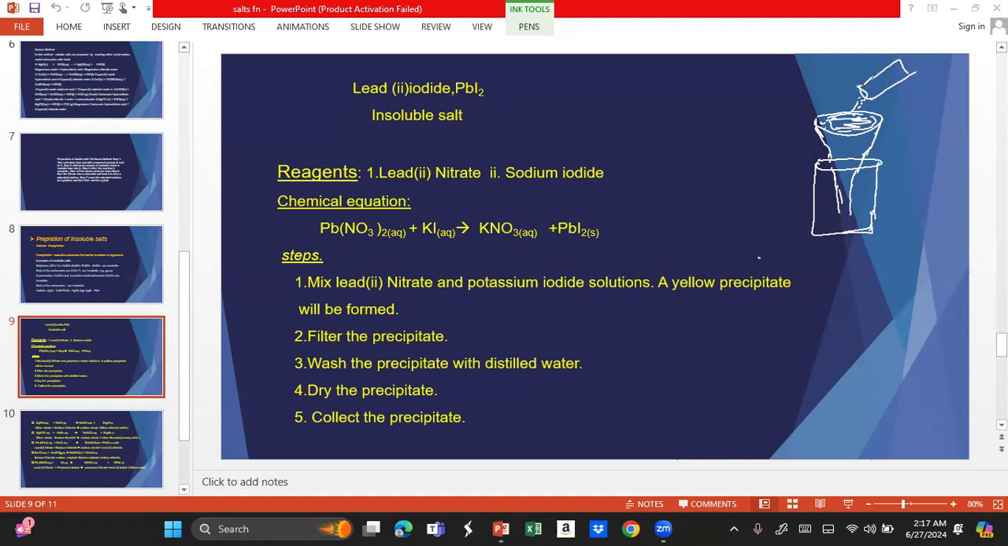That mixture contains potassium nitrate, which is soluble. It will reach here, while the yellow precipitate will stay on the filter paper, like this. So this is the precipitate which we were talking about. Wash the precipitate.